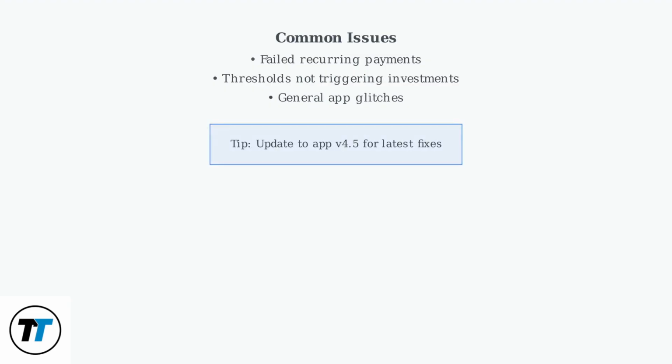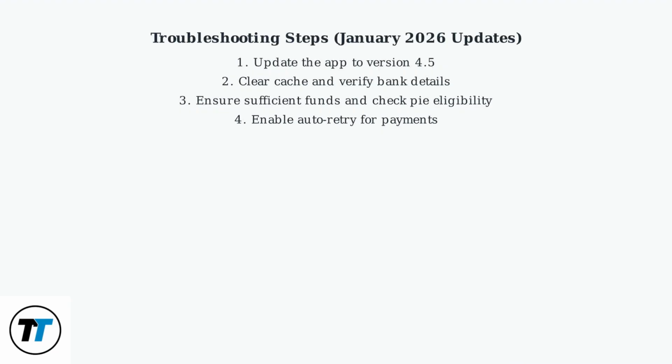Common issues include failed recurring payments, thresholds not triggering investments, and general app glitches. Update to the latest app version for fixes. For troubleshooting based on January 2026 updates, update the app, clear cache, verify bank details, ensure sufficient funds, check PI eligibility, and enable auto retry for payments.